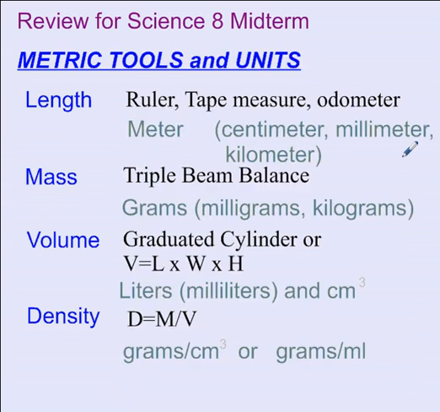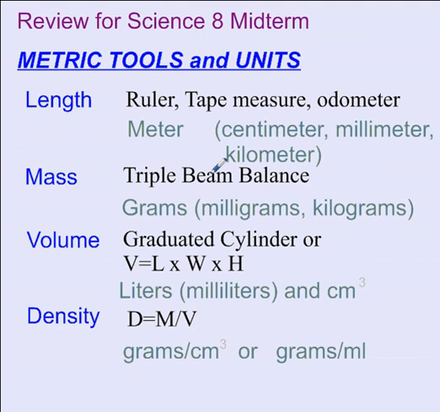You also need to be familiar with the tools and units for each of these things that we measured. Length can be measured with a ruler, tape measure, or odometer. The unit for length is the meter. We can use smaller units like centimeter and millimeter, 1/100th of a meter, 1/1000th of a meter, or larger units like kilometer, which is 1,000 meters.